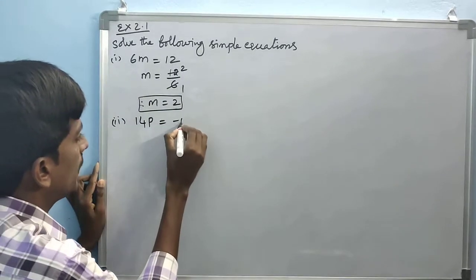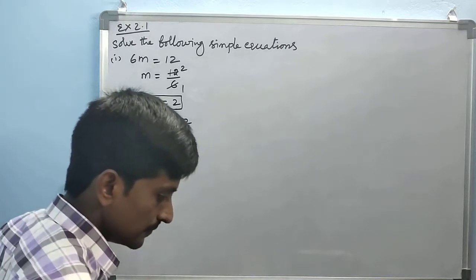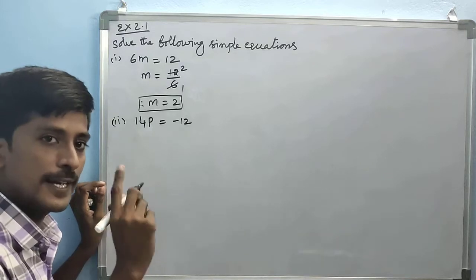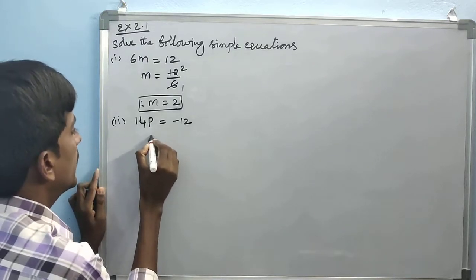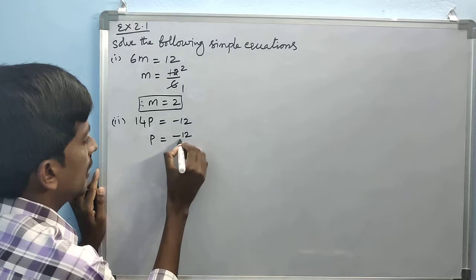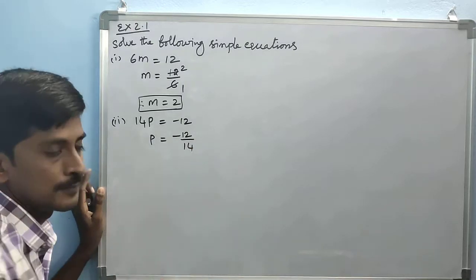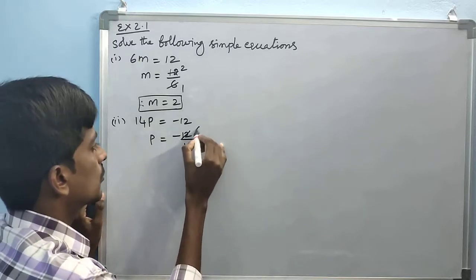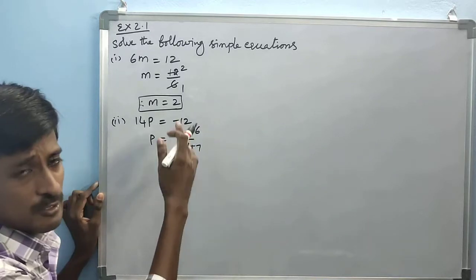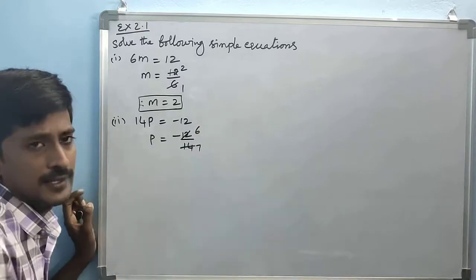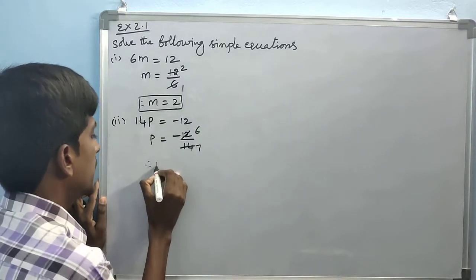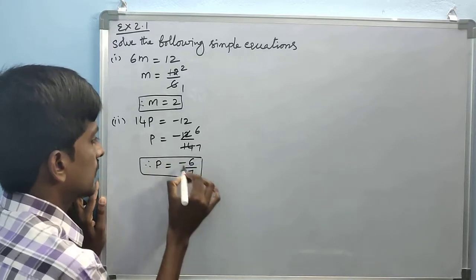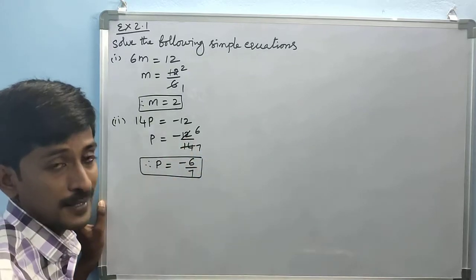14p equals minus 12. Same here. 14p means 14 into p. So p equals minus 12 by 14. Here these two numbers are divisible by 2. So 2 6 times is 12, 2 7 times is 14. There are no numbers divisible by these two numbers. So therefore p equals minus 6 by 7. Sign is also very important, minus or plus.